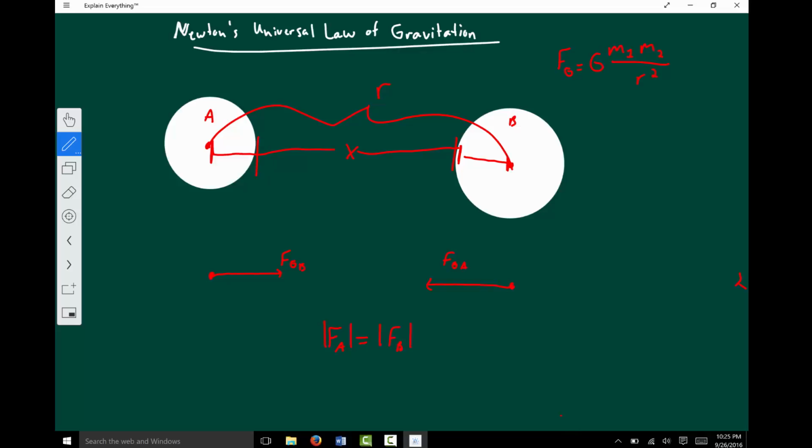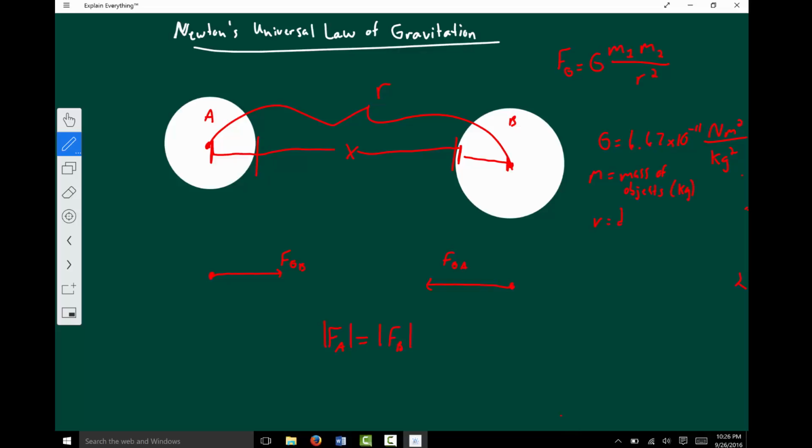Okay. So remember that the gravitational constant is a constant with a value of 6.67 times 10 to the negative 11. Its units are going to be newton meter squared over kilogram squared. And that's always going to be the same. M1 and M2, so I'm just going to write M, are just the mass of the objects. For the mass of the objects, we use kilograms.